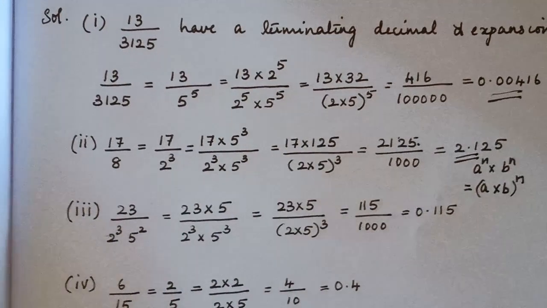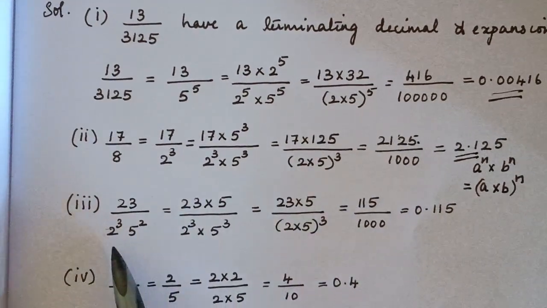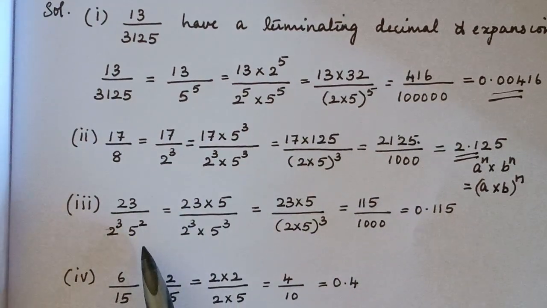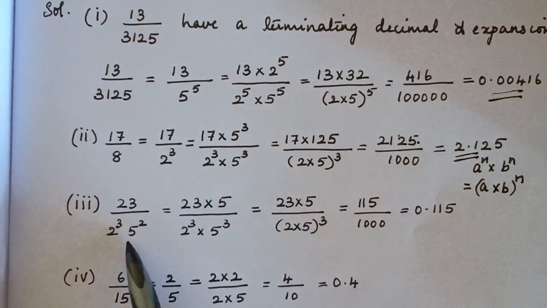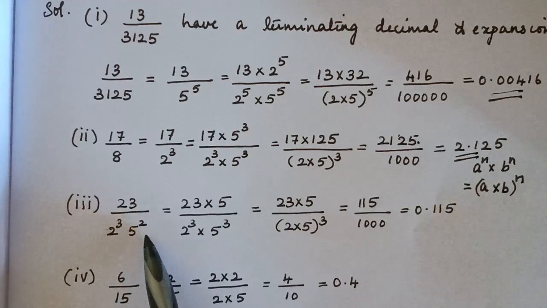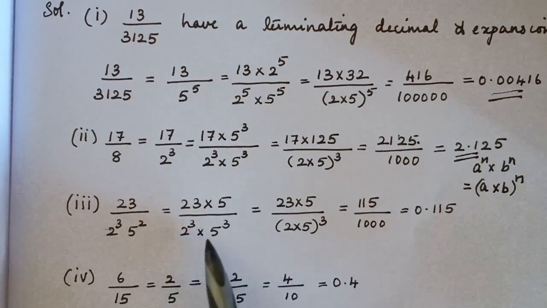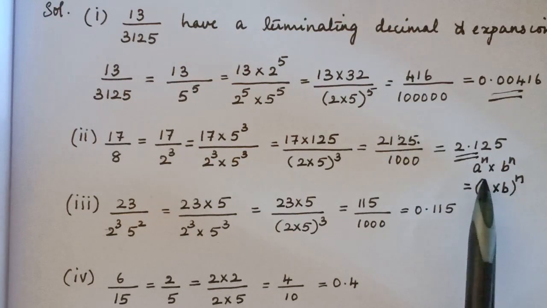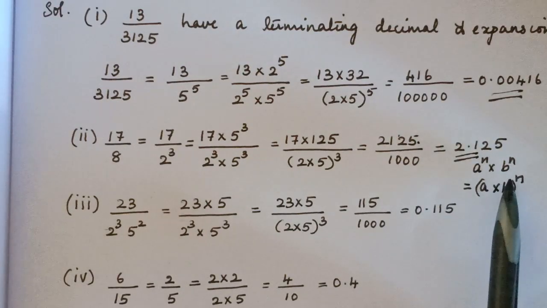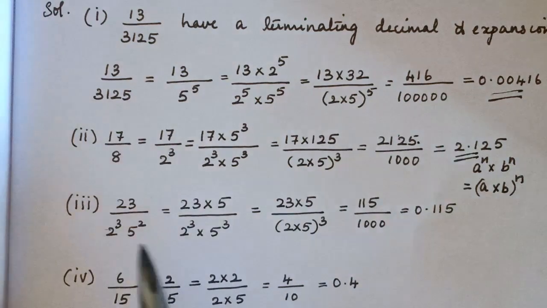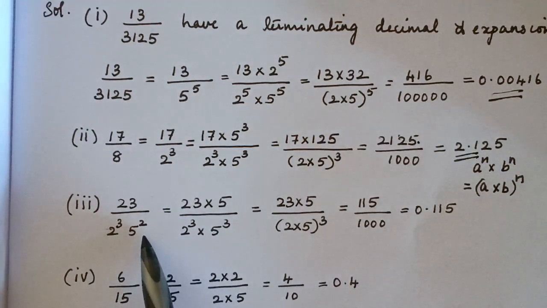Here another sum is there: 23 by 2 cube into 5 squared. Now you can see that the denominator is already in the form 2 raised to n into 5 raised to m. But here n and m are different. Our aim is to make n and m the same. Then only we can take 2 into 5 together, that is, bring it to the form a raised to n into b raised to n. So here one more 5 is required.